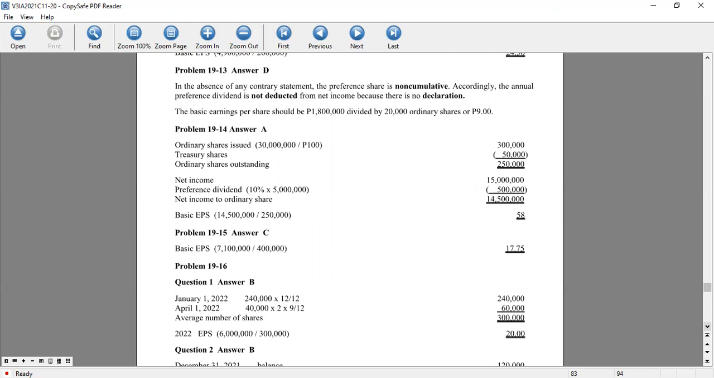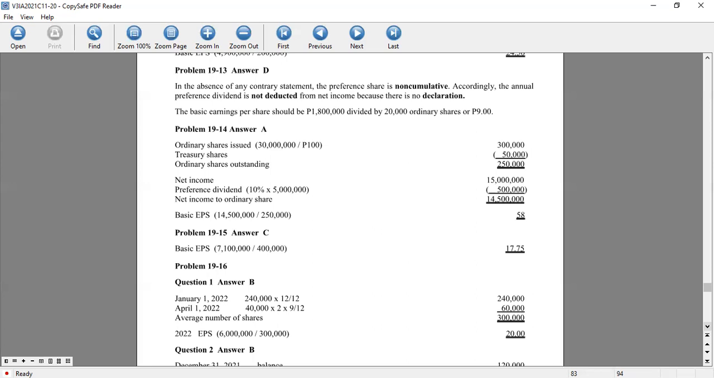Next, number 15. What amount should be reported as basic earnings per share for the current year? And we have now 7.1 million divided by 400,000. The 400,000 ordinary shares. So that gives us 17.75.